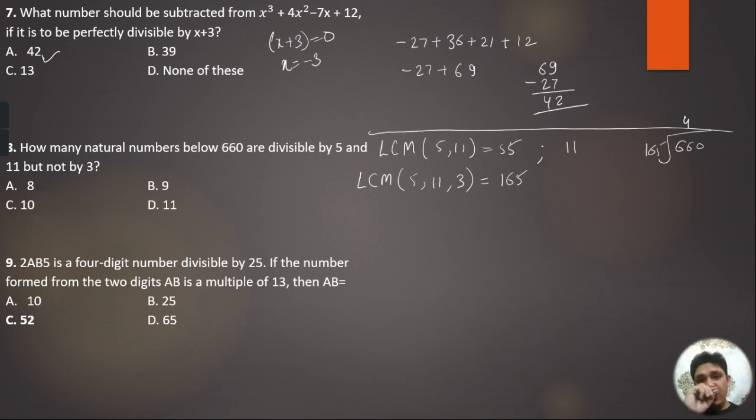Okay, so the quotient is 4. But again he is saying that how many numbers below 660? So the number will be 3, right? So students, just subtract 3 from 11. We will get the answer that the numbers below 660 that are divisible by 5 and 11 but not 3. So 8 numbers will be there, right?